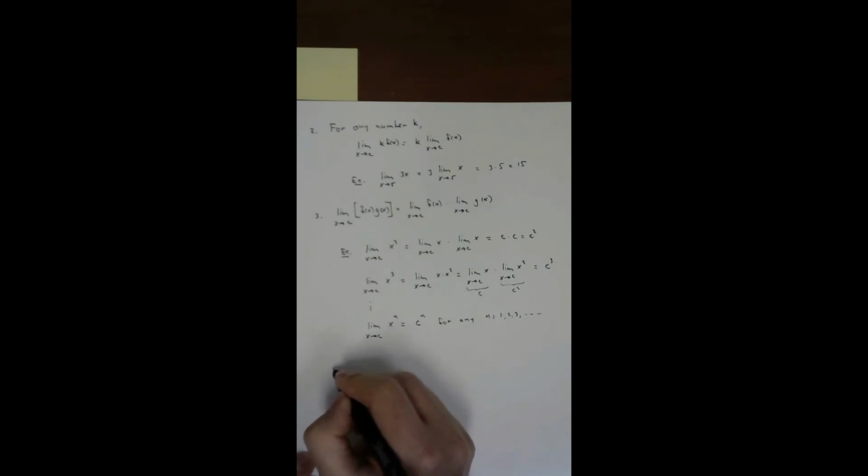Now, notice that from limit law 3, the limit as x goes to c of k times x squared is, we pull the k outside, the limit of x squared, I'm sorry, let's make this x to the n. So it'll be k times c to the n.